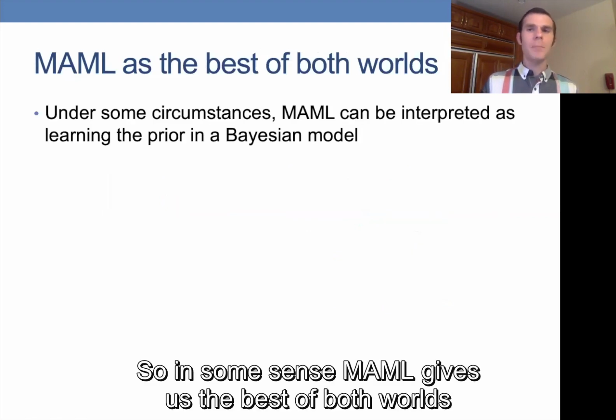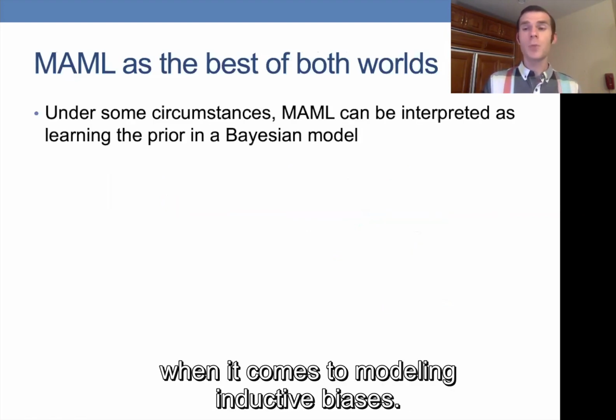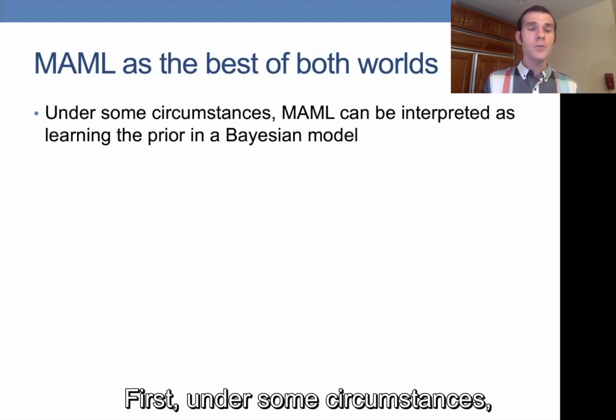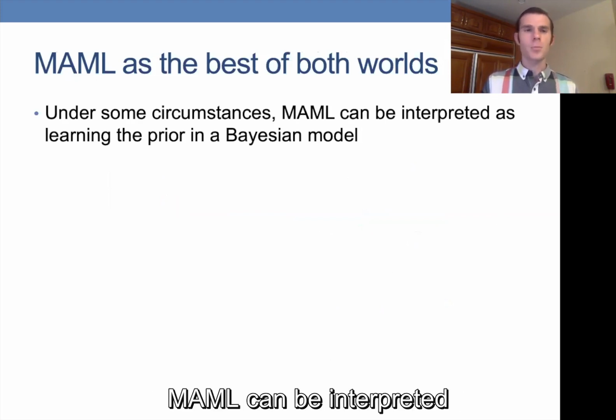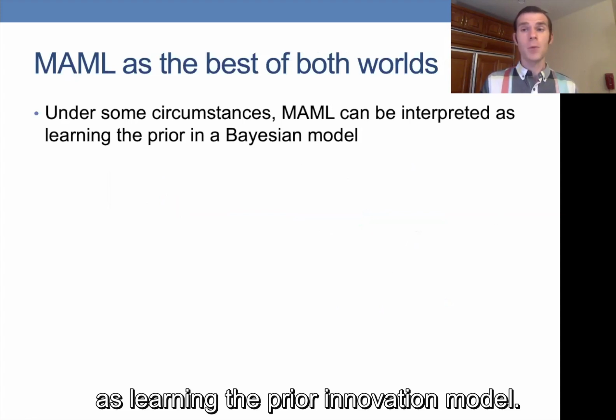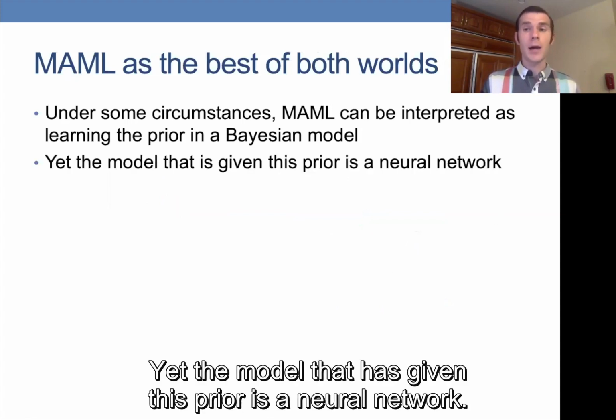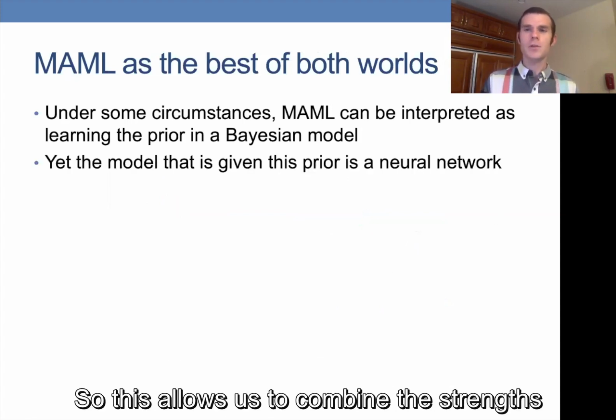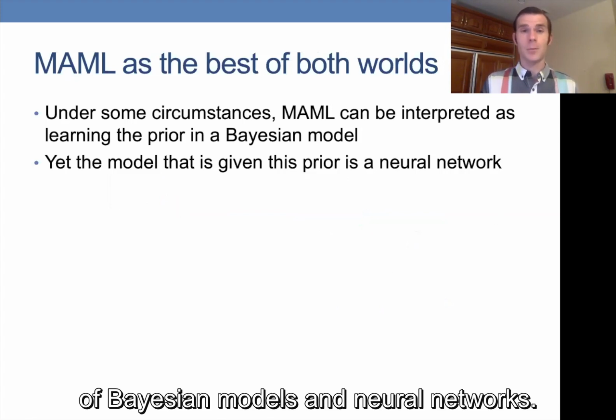So in some sense, MAML gives us the best of both worlds when it comes to modeling inductive biases. First, under some circumstances, MAML can be interpreted as learning the prior in a Bayesian model. Yet the model that is given this prior is a neural network. So this allows us to combine the strengths of Bayesian models and neural networks.